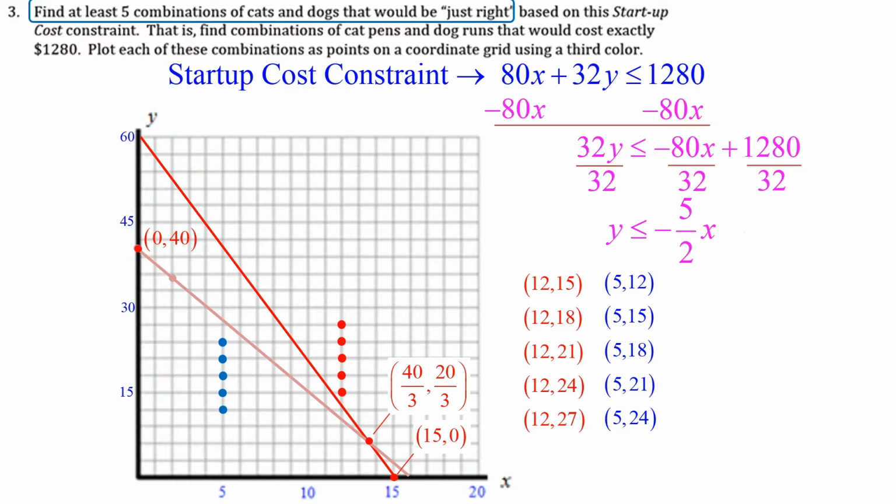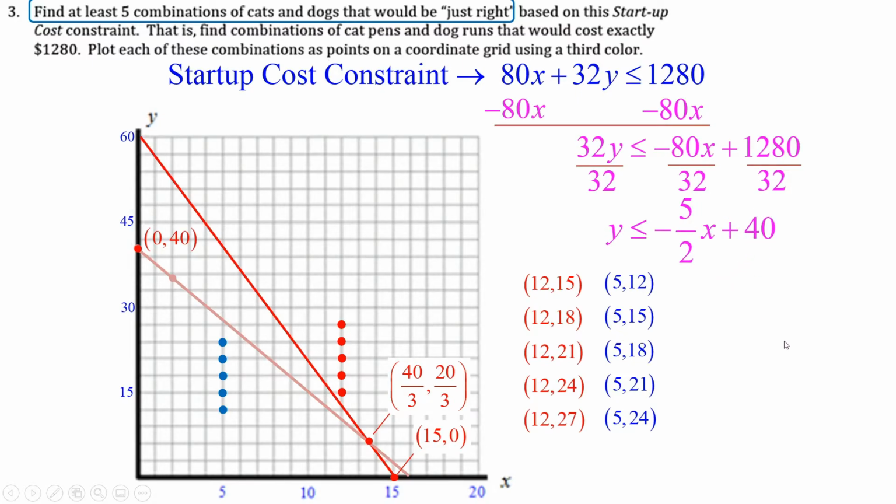1280 divided by 32. Please punch this out on the calculator with me. Oh yeah, and look at that. I'm getting 40, which I expected because look at the y-intercept at that boundary line, 0, 40. Very good. And this is y equals mx plus b. My slope is negative 5 over 2. And my y-intercept is 40.